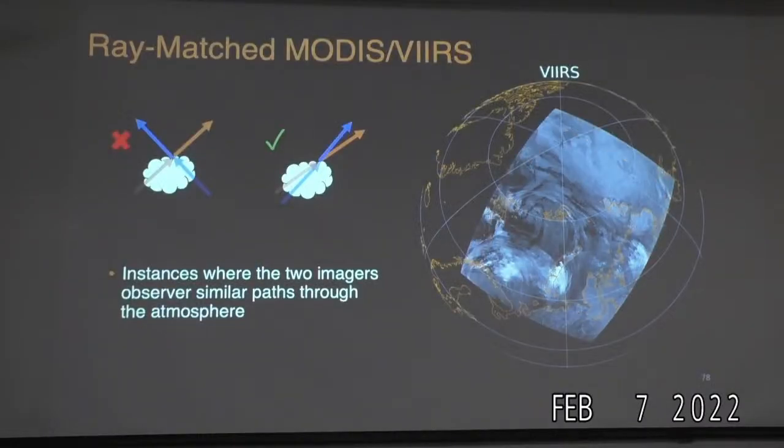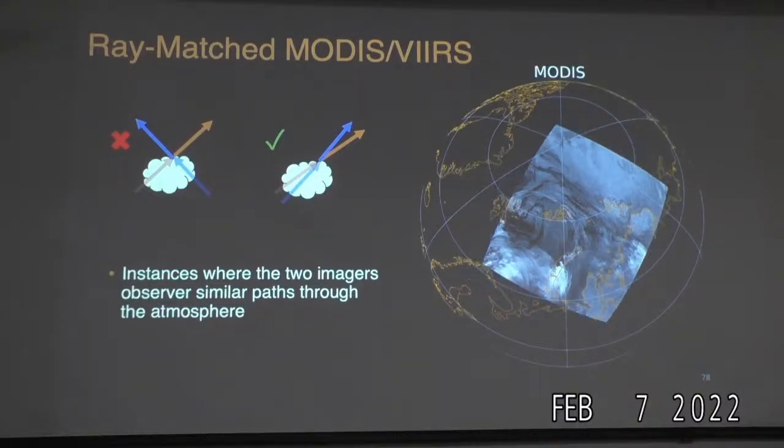A ray-matched collocation is an instance where two imagers have observed the same path in the atmosphere. That's important because radiation doesn't just come from a point source on top of a cloud. It comes from within the cloud. It comes from the atmosphere above and below the cloud. It comes from the surface as well. So if we're looking for instances where these two imagers see the same thing, the situation on the right here is much preferable to the one on the left. This animation over here is two approximately ray-matched scenes between MODIS and VIIRS.